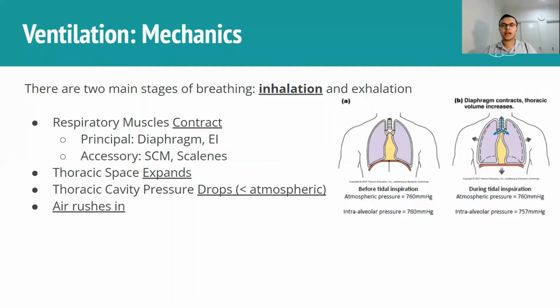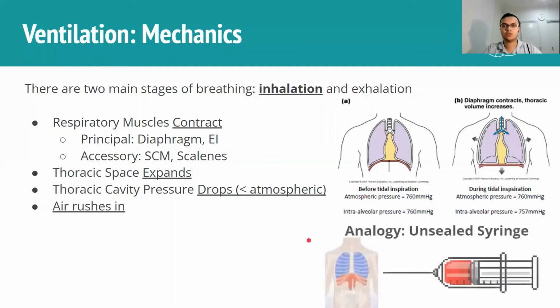If it's still a bit tricky, I think a useful analogy to use is that of a syringe, right? So you know that when you pull back a syringe, it sucks up fluid. It's very much the same principle. What's happening here is the diaphragm is sort of acting like the plunger. It's increasing the space inside the syringe or inside your thorax. And instead of sucking up fluid, it's allowing us to take in air into our lungs. So you can use the analogy of an unsealed syringe, unsealed being the fact that the tip is open to the outside air. That'll become important later on, but that's an analogy that you can use to describe inhalation and exhalation.